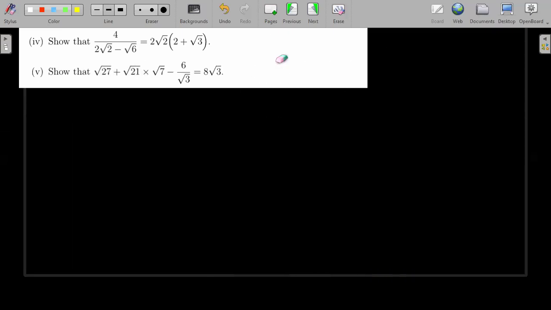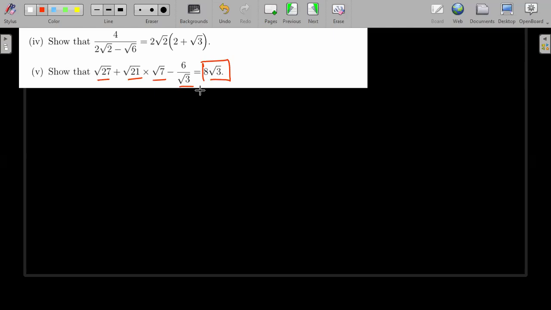So let's look at the last one, which is very easy, but it's just twisted to test your brain for your understanding. So what we have here is root of 27 plus root of 21 times root of 7 minus 6 over root of 3. We have to show that this whole expression is just the same as 8 root of 3.